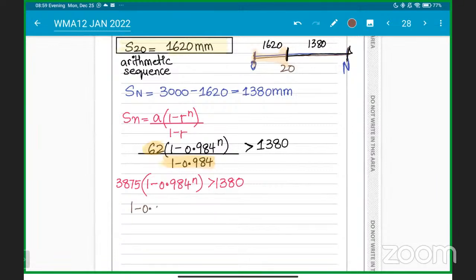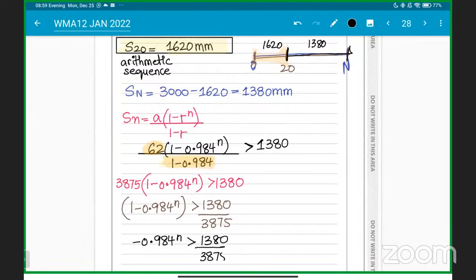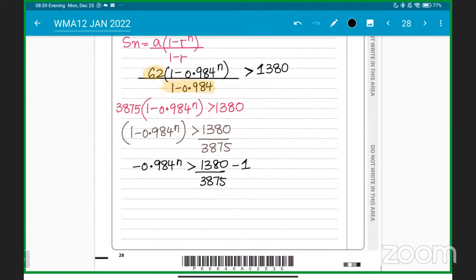So definitely it's common sense. How do we solve this? 1 minus 0.984 to the power of n will be greater than 1380 divided by 3,875. You are going to do this, 1380 divided by 3,875. We're going to get some value, and then you have to switch the 1 to that side as well. So this answer minus 1, whatever is coming. So I'm going to get negative 0.984 to the power of n is greater than negative 0.64387. I've written a lot of decimal places just for clarity.